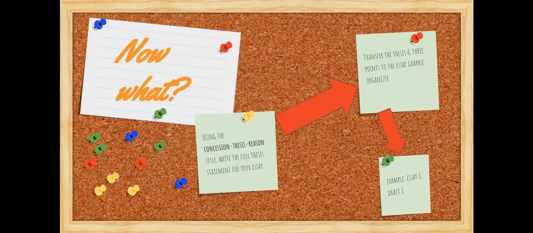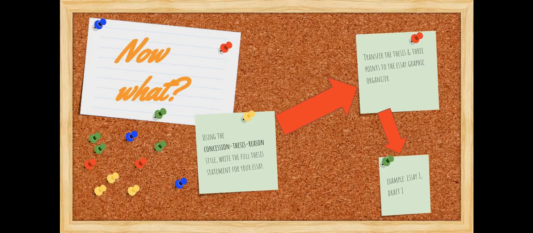So now that we've talked about the concession, thesis, reasons approach, your job is to use the approach to write the full thesis statement for your essay. Once you've written that, and I would recommend writing it on some scrap paper so you can edit it, revise it before you settle on one that you're going to consider your final one. Once you have done that, you should transfer the thesis and the 3 points to the essay graphic organizer.